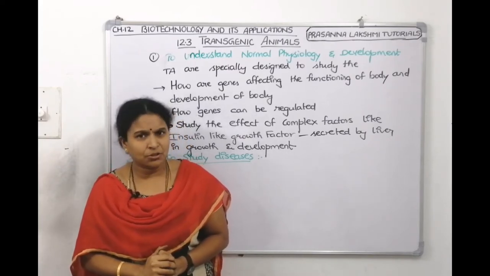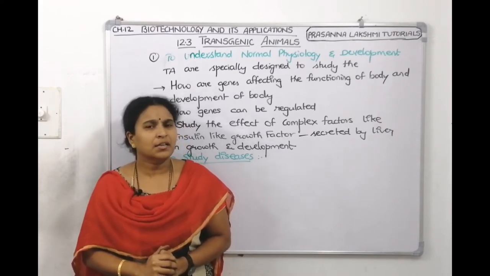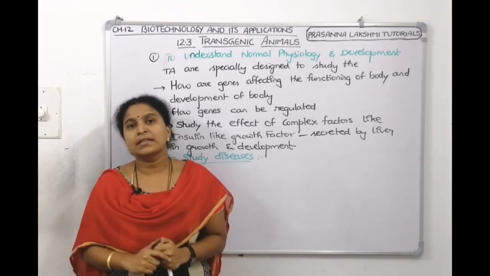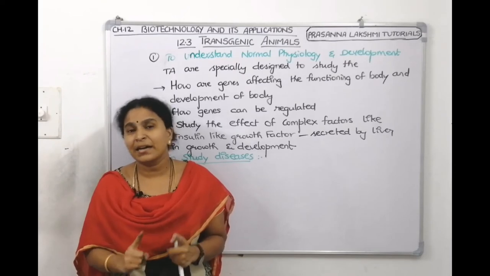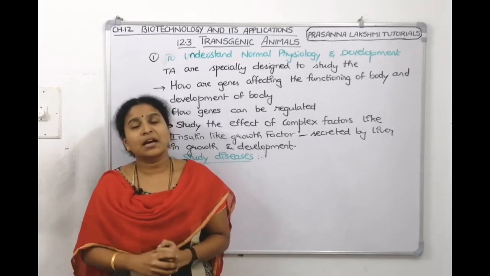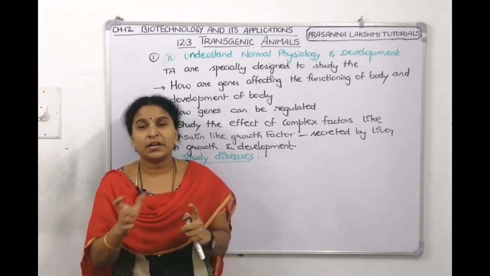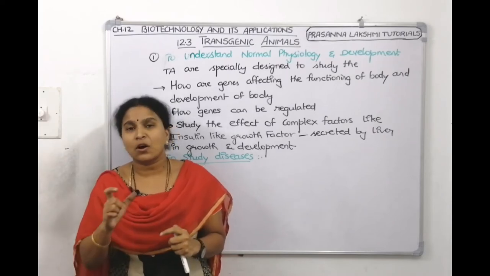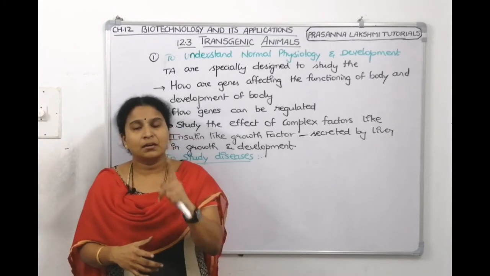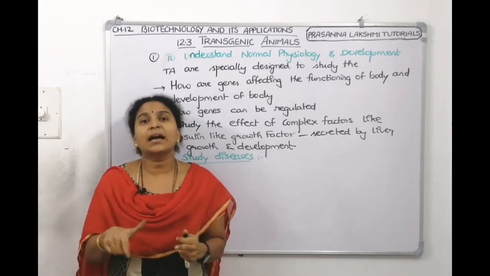Do you remember phenylketonuria? In the genetics chapter we studied that phenylketonuria is because of a deficiency of a gene which codes for an enzyme called phenylalanine hydroxylase, right? Like that, alkaptonuria is also a disease because of a deficiency of a gene which codes for an enzyme called homogentisate oxidase. So, how did we come to know all these things? These transgenic animals are designed to increase our understanding.